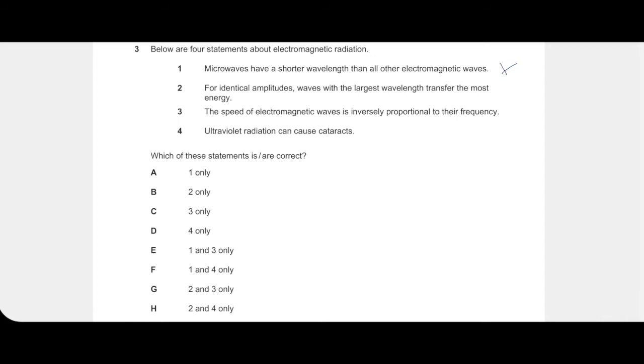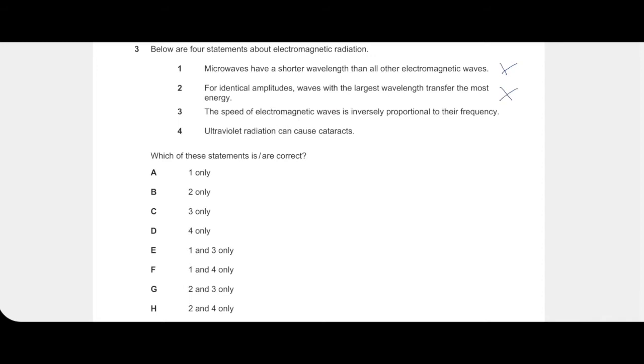Looking at statement number 2 now. For identical amplitudes, waves with the largest wavelength transfer the most energy. This is incorrect. Waves with the shortest wavelength transfer the most energy. And that's something that you need to know from GCSE physics. That's incorrect.